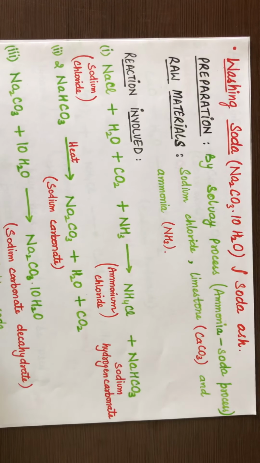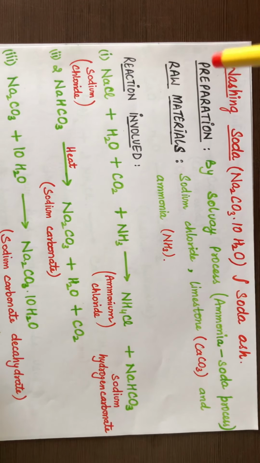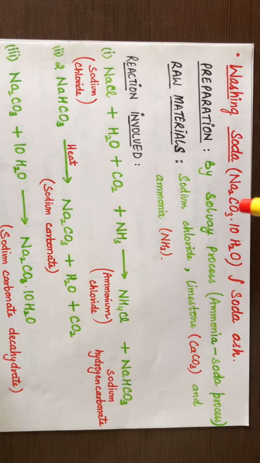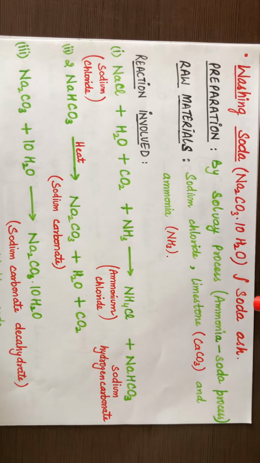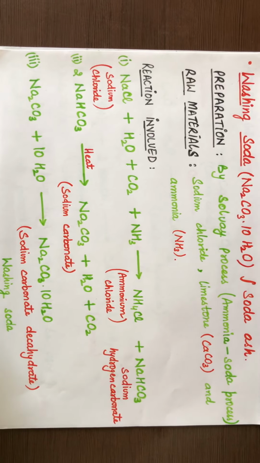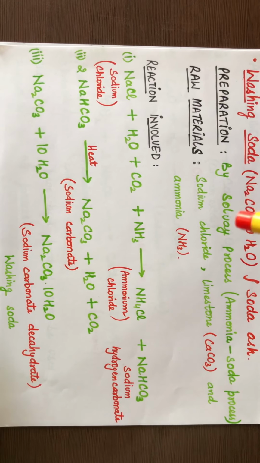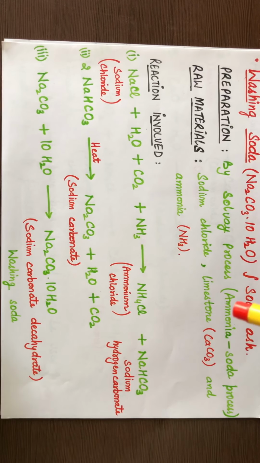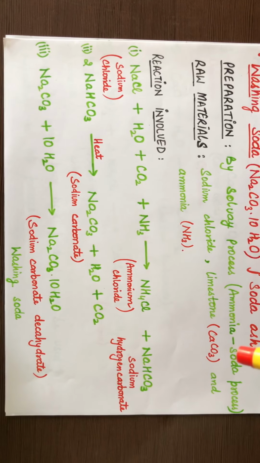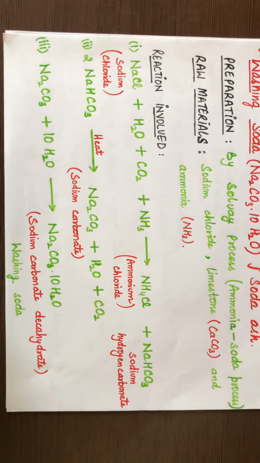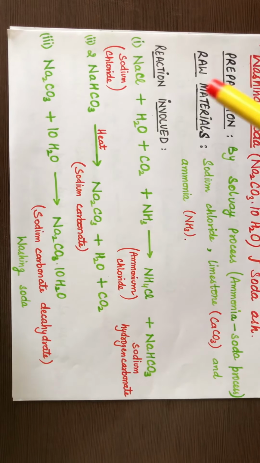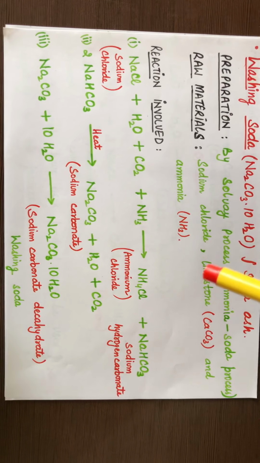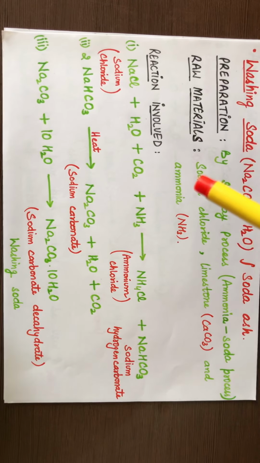Now the next topic is washing soda. Washing soda is nothing but sodium carbonate decahydrate, and it is also known as soda ash. And how can it be prepared? Through the Solvay process, and this Solvay process is also known as the ammonia soda process, due to the presence of ammonia and sodium chloride in it. And there are some raw materials required in this process. These are sodium chloride, limestone, meaning calcium carbonate, and ammonia.